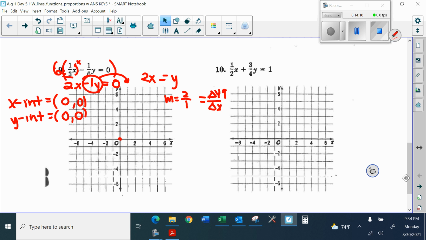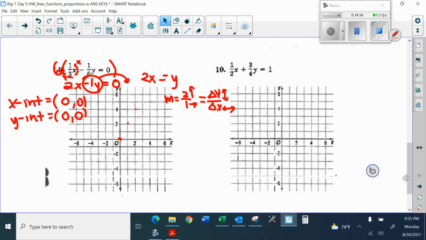And remember, slope is change in y over change in x. So the y direction is either up or down, depending on if it's positive or negative. X is left or right, depending on if it's positive or negative. Since they're both positive, the positive y direction is up. The positive x direction is to the right. So I go up 2, right 1. Up 2, right 1. There's my line.